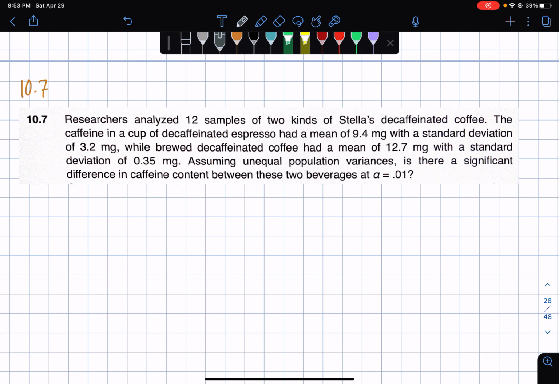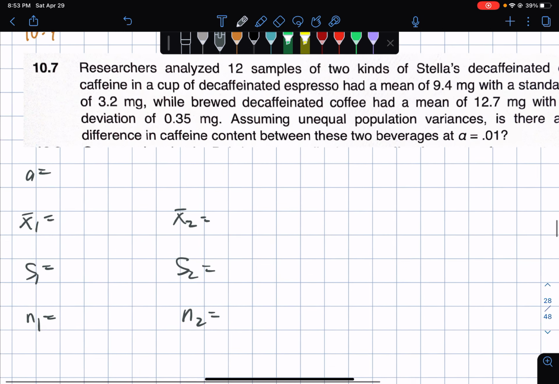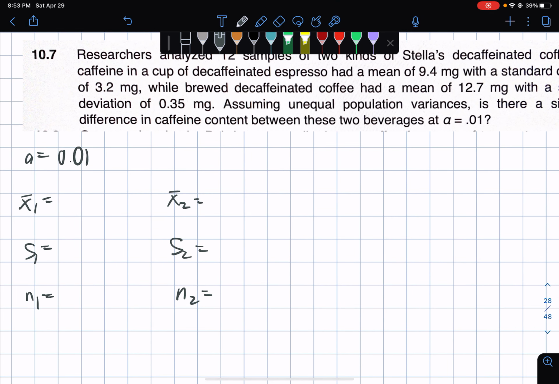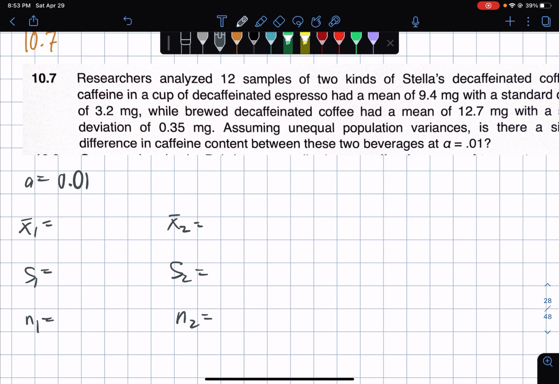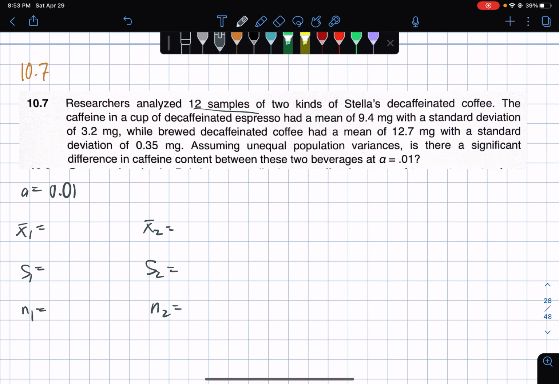So, we need to find A again, and then x bar 1, x bar 2, S1, S2, N1, N2. A is 0.01. Researchers analyzed 12 samples of two kinds. So the two kinds of coffee have 12 samples each, and the other has 10 samples each. The caffeine in a cup, the decaffeinated espresso.